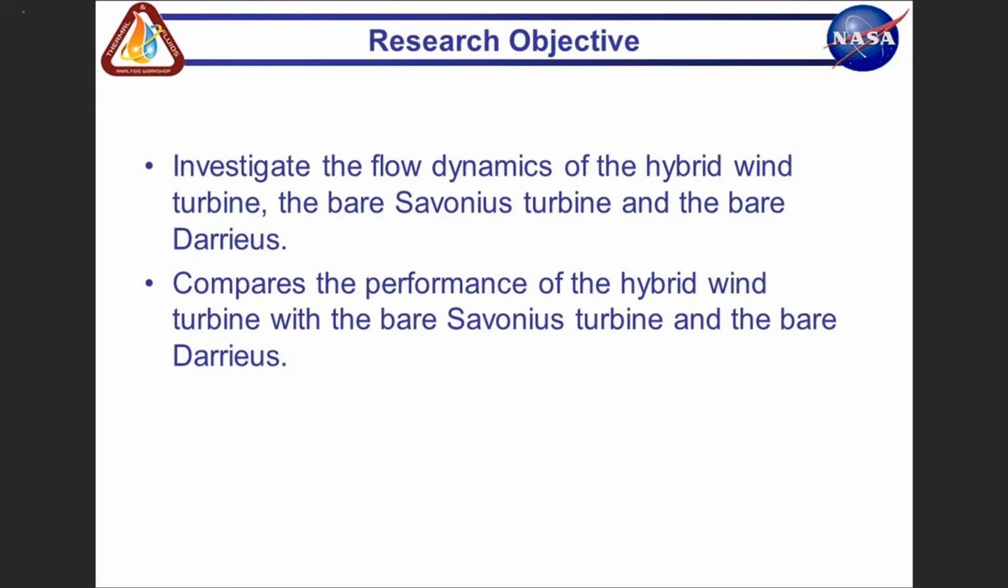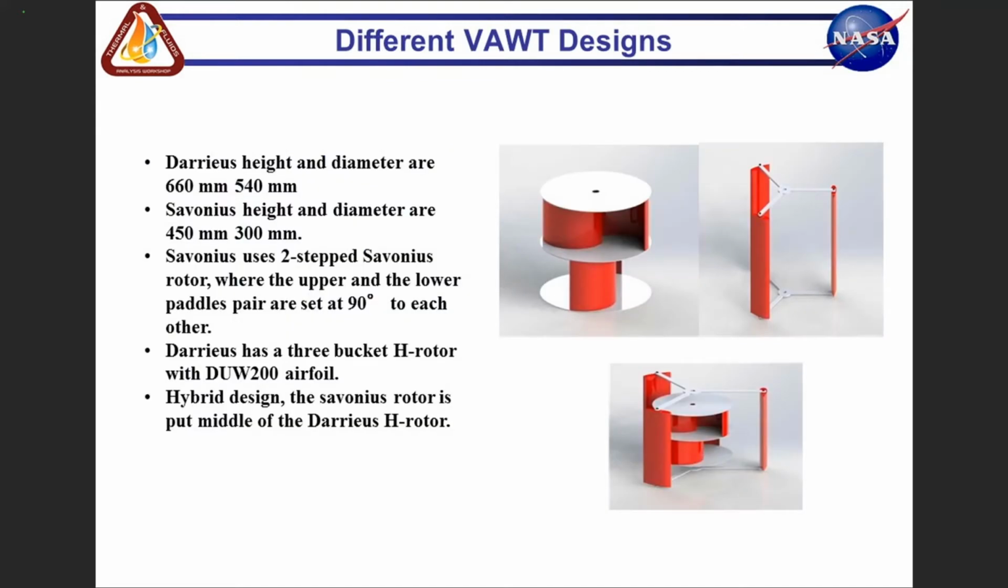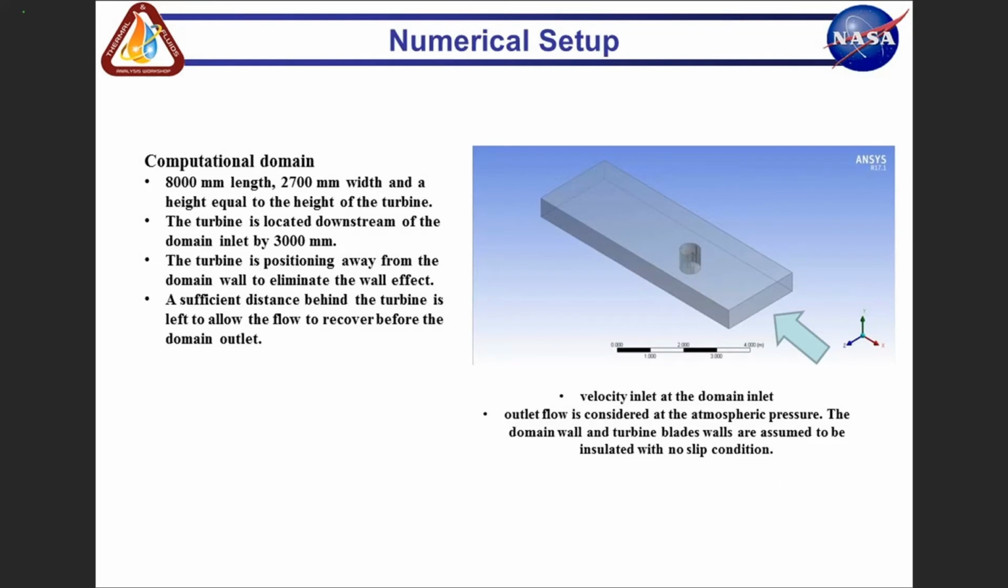To achieve our objective, we will introduce three different types of vertical axis wind turbines: the Darrieus type, which is a two-stage turbine, and a hybrid between the Savonius and the Darrieus, with the Savonius placed inside the Darrieus turbine.